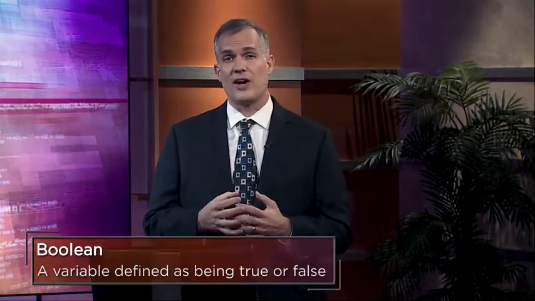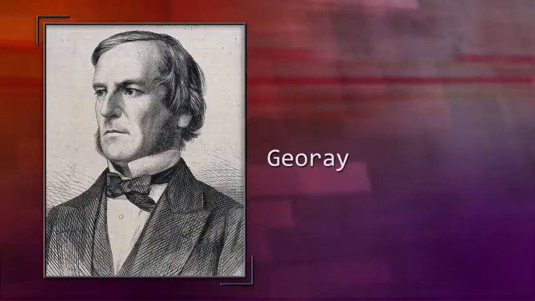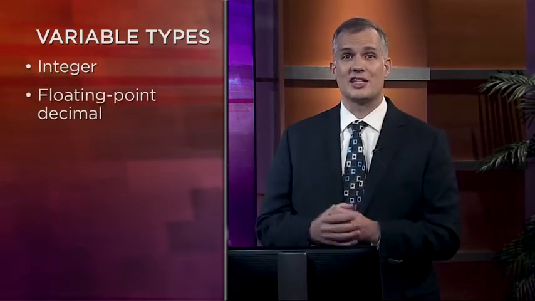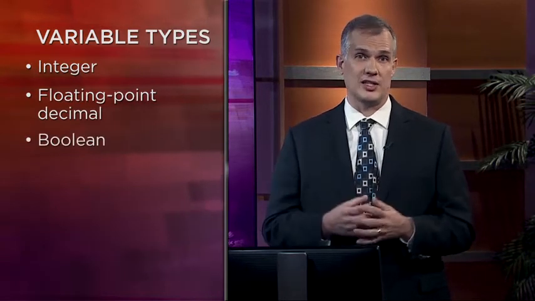And to specify what a condition is, we need a way of saying that a value can be either true or false. A variable we define as being true or false is called a Boolean. It's named for George Boole, who developed a way to simplify logic. We've seen that we can have variables of an integer type and variables of a floating point decimal type. Well, we can also have logic variables that are a Boolean type.